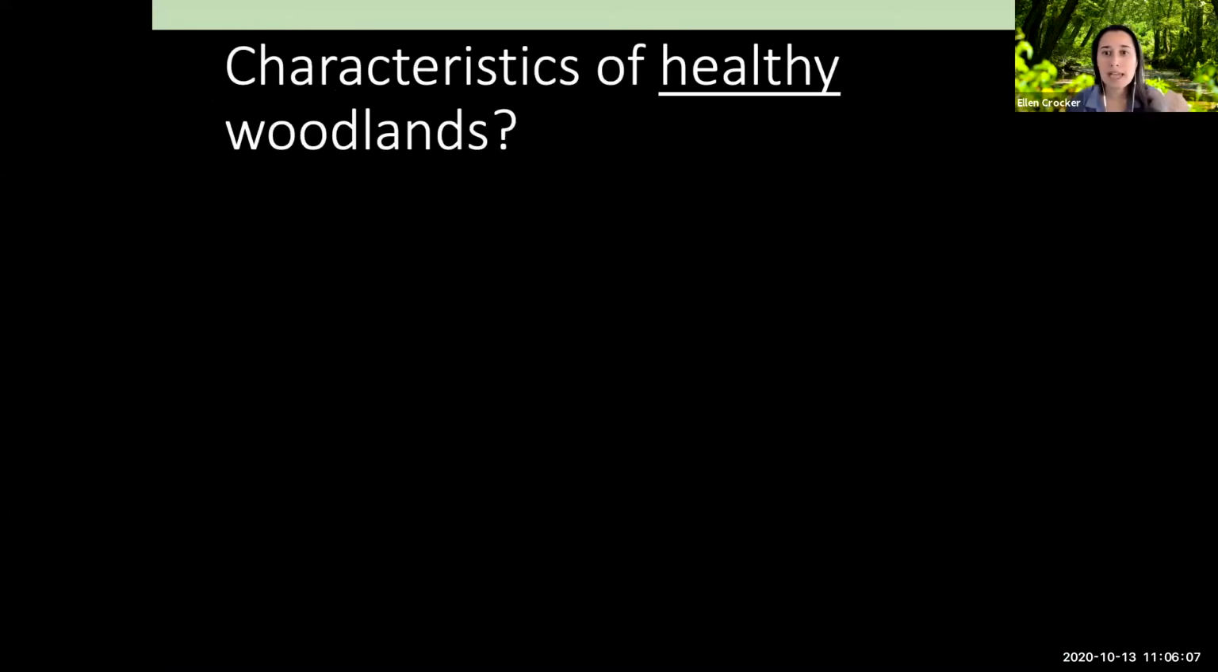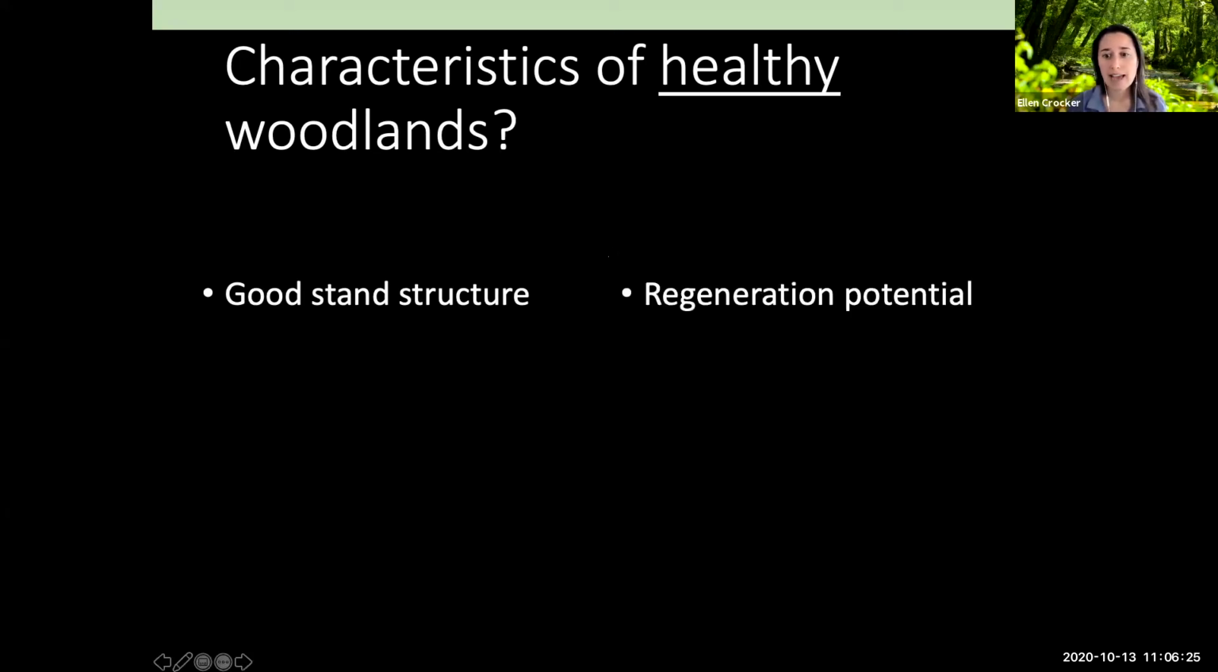So what are some characteristics of healthy woodlands? Things like good stand structure. In our area, because we have naturally regenerating forests, there are going to be lots of different age groups, different classes, different trees, different species, and you want to have that diversity of stand structure. You want to have great regeneration potential. So that means that these trees are naturally growing. New seedlings are naturally growing.